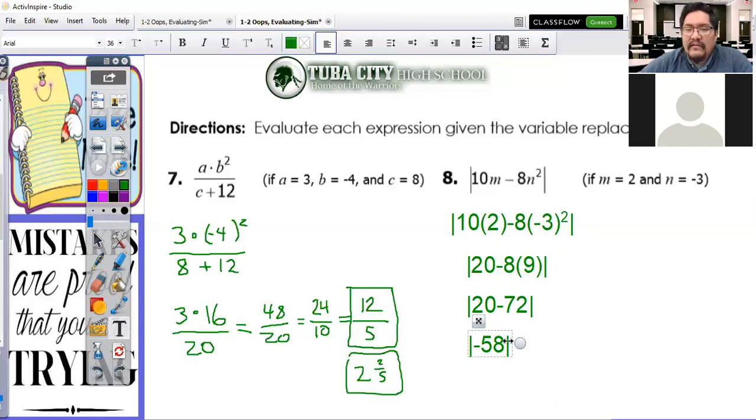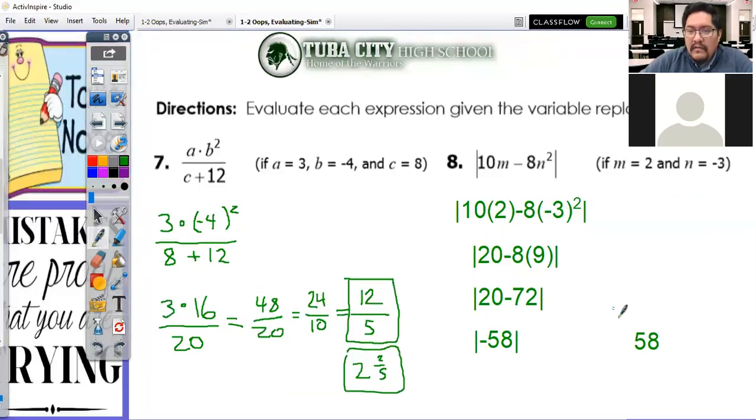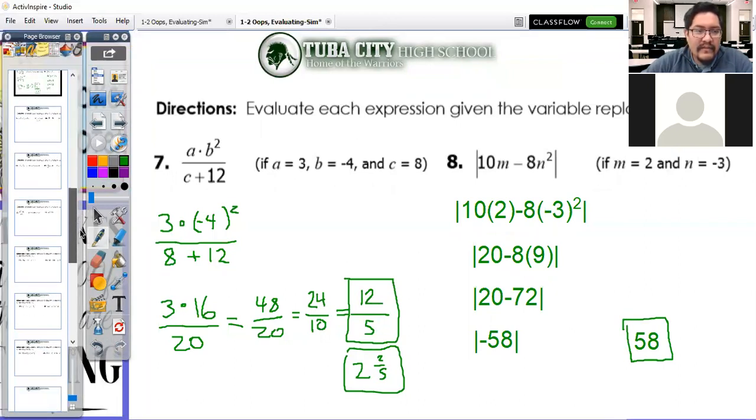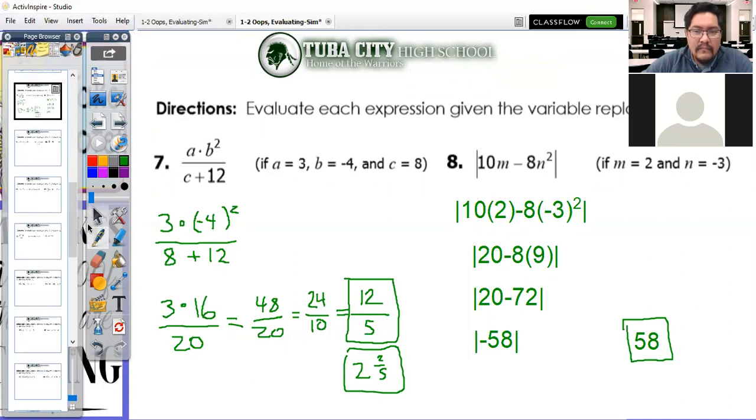All right, so in this case here, we have only one last thing to do, and that is to take the absolute value of negative 58, which is going to be positive 58. And there you go, we are done with that one.